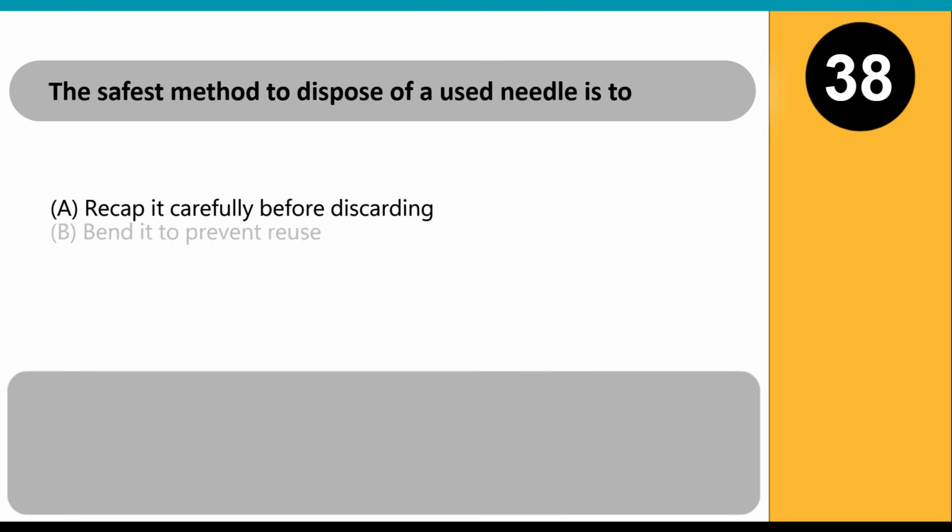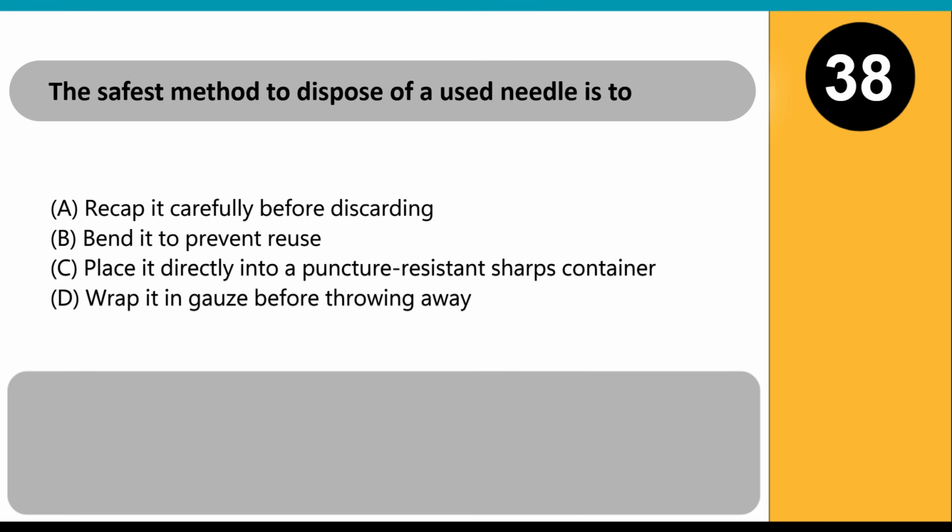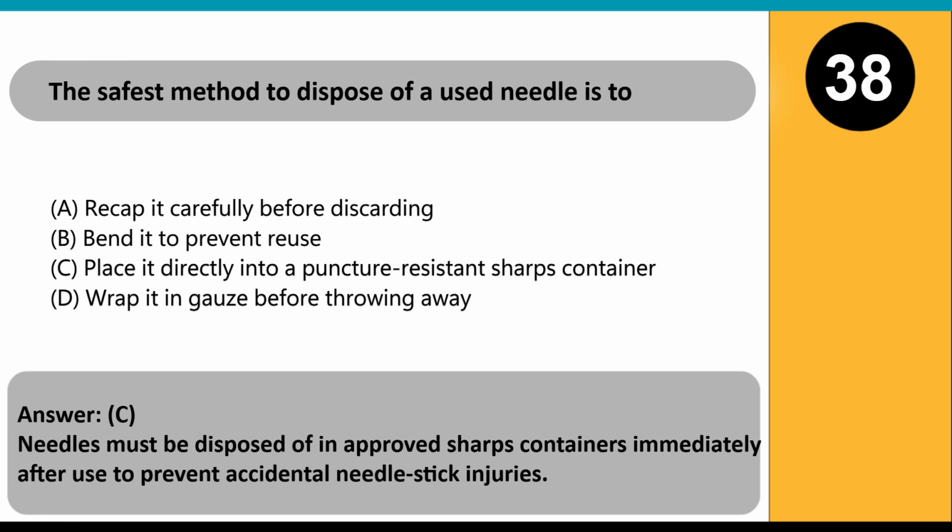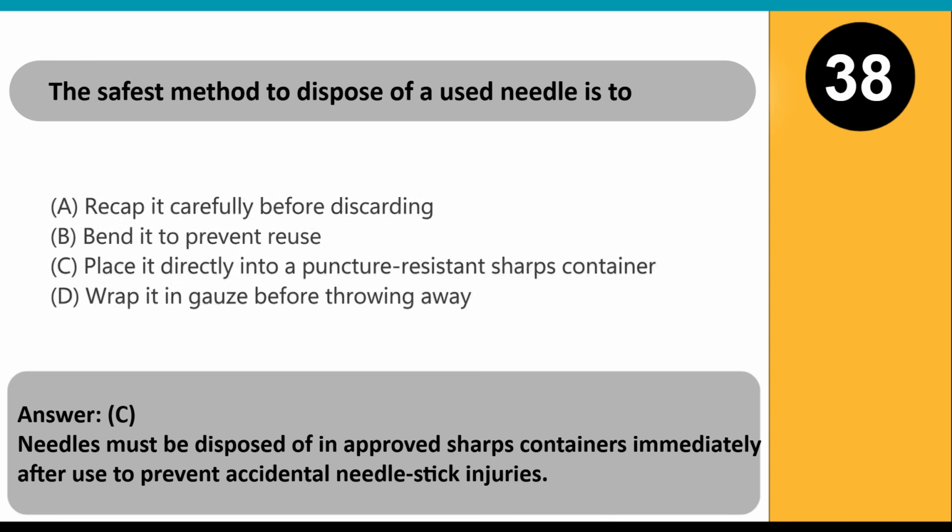The safest method to dispose of a used needle is to A. Recap it carefully before discarding. B. Bend it to prevent reuse. C. Place it directly into a puncture-resistant sharps container. D. Wrap it in gauze before throwing away. Answer: C. Needles must be disposed of in approved sharps containers immediately after use to prevent accidental needle stick injuries.